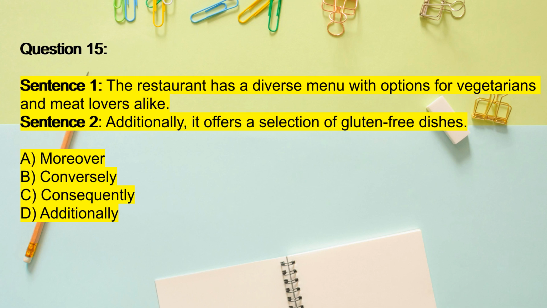Question 15. Which transition word would best connect the two sentences? Sentence 1. The restaurant has a diverse menu with options for vegetarians and meat lovers alike. Sentence 2. Additionally, it offers a selection of gluten-free dishes.